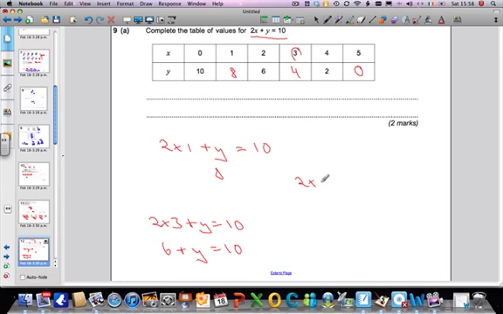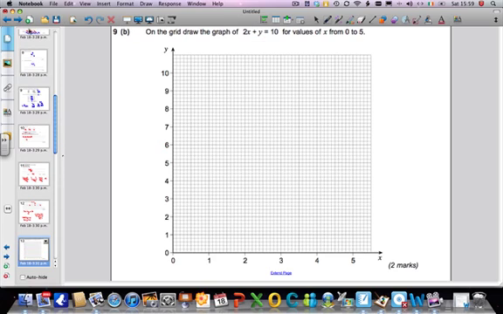We'll have 2 times 5 plus y should be equal to 10. Well, 2 times 5 is 10. 10 plus y must be equal to 10. That means y must be equal to 0. And that's that. Okay, and now we're asked to draw the graph of this line for values from 0 to 5.